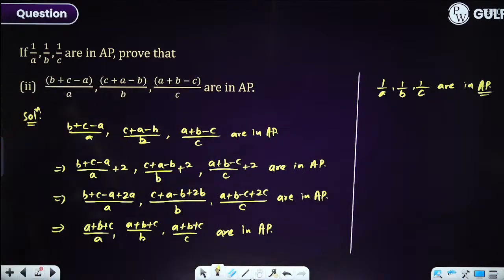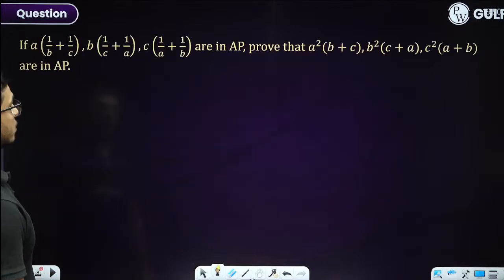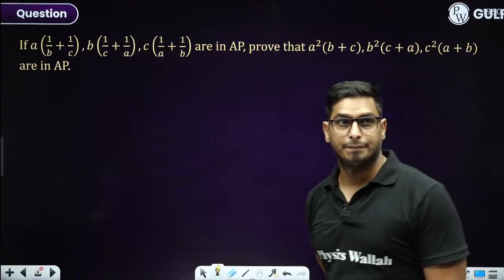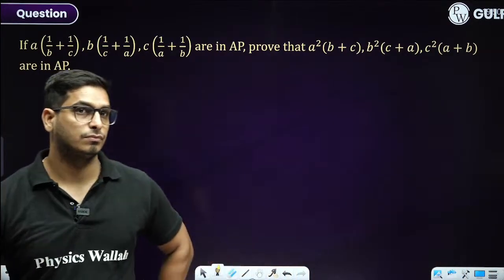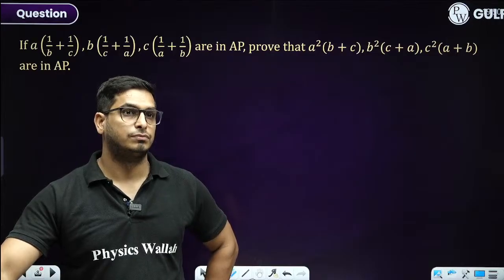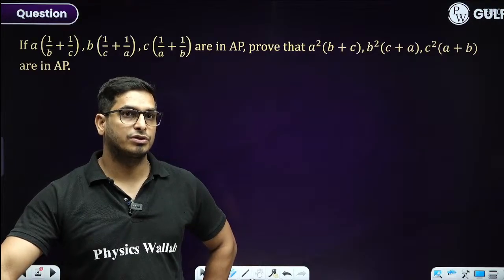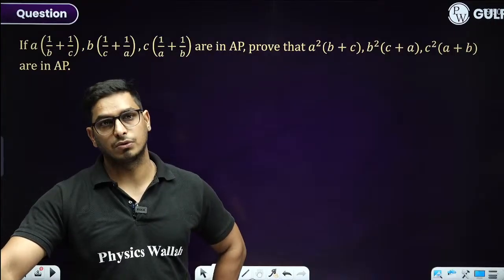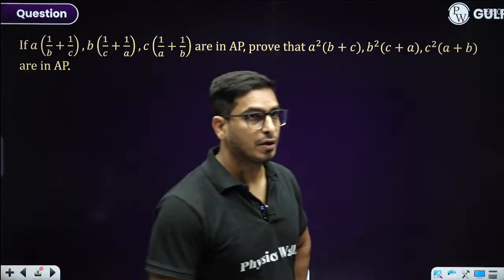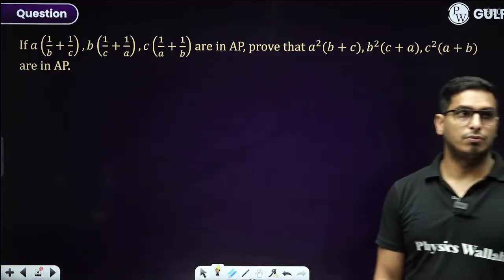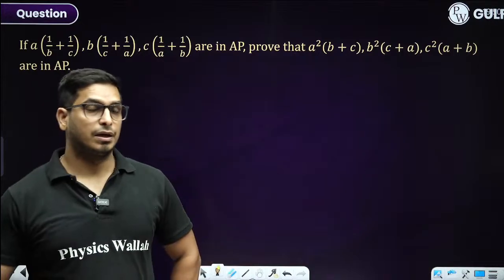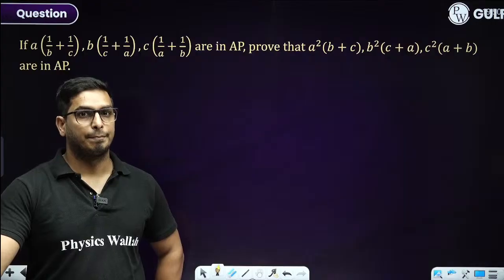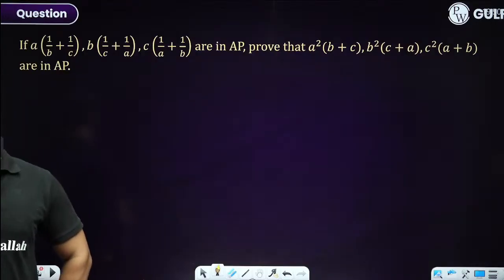Clear? Yes, sir, clear. Next, do it. We have to prove that A square (B plus C), B square (C plus A) and C square (A plus B) are in AP, given A into (1 by B plus 1 by C), then B into (1 by C plus 1 by A), and so on. Do it and tell me how you did.